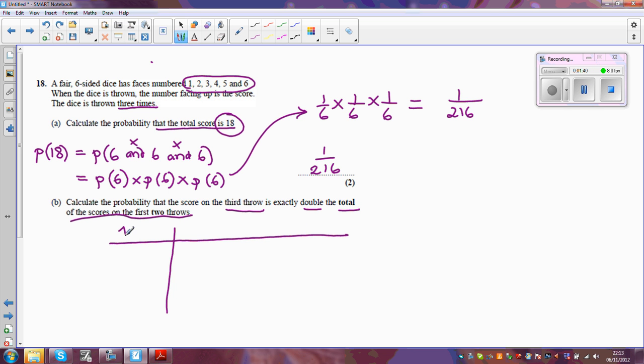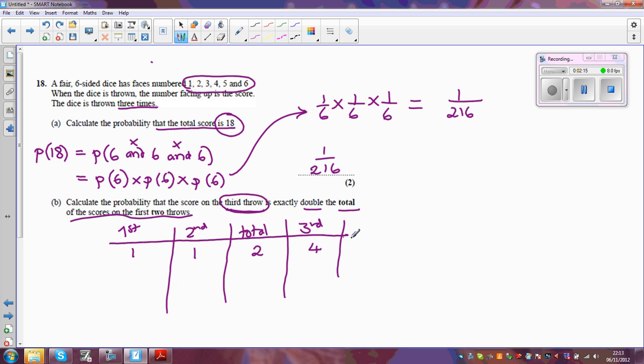So I am going to make a little table and start thinking about what possible things could happen. So let's have a look at what the first throw could be. And then let's have a look at what the second throw could be. And then I'm going to look at the total. And then I'm going to look at what my third throw would have to be. Okay, so let's start simple. Start with the smallest. Let's say we got a 1 with our first throw and we got a 1 with our second throw. The total score then of the first 2 throws is 1 plus 1, which is 2. And if I want the score on my third throw to be exactly double that, then the score on my third throw would have to be a 4.